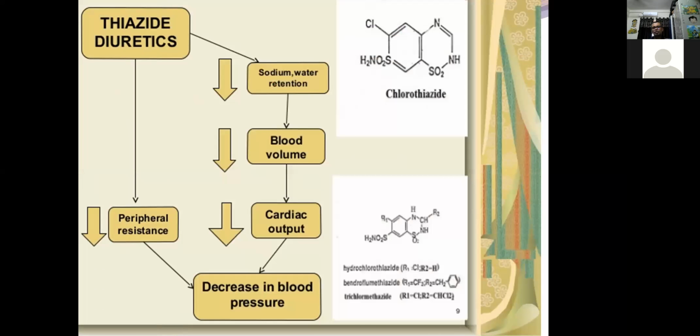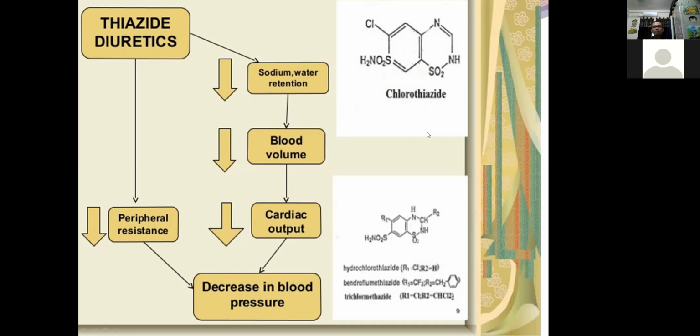So how do they act? Thiazide diuretics reduce your sodium and water retention, they reduce your blood volume, reduce your cardiac output, and they also decrease your peripheral resistance. Examples are chlorothiazide and hydrochlorothiazide derivatives. The structure is nothing but a sulfonated benzothiadiazine ring.